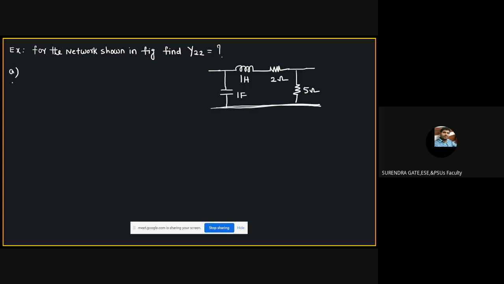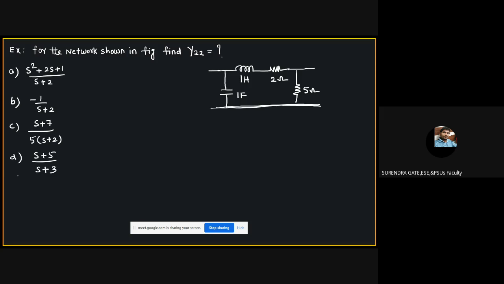I'm giving options also. Option A, (s squared plus 2s plus 1) by (s plus 2). Option B, minus 1 by (s plus 2). Option C, (s plus 7) by 5 into (s plus 2). Option D, (s plus 5) by (s plus 3).